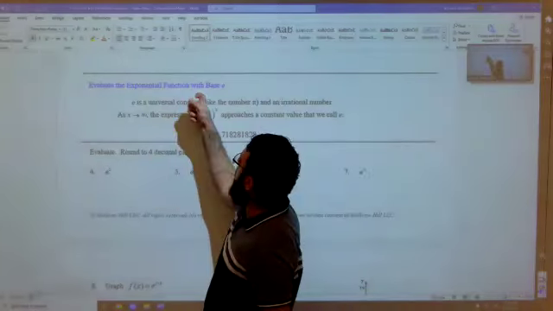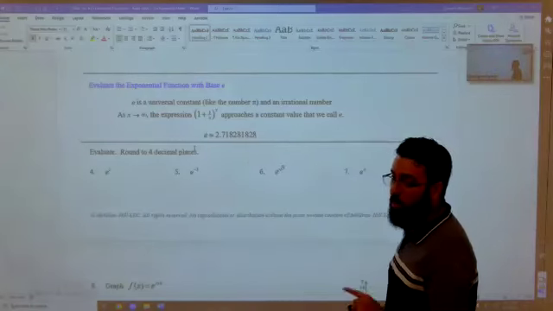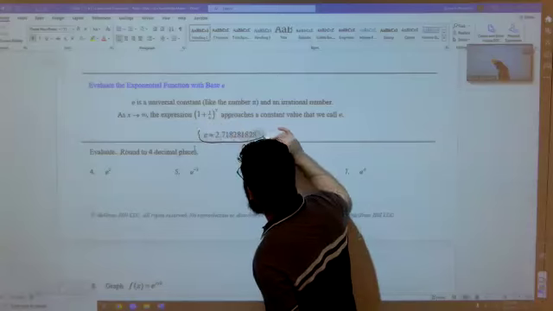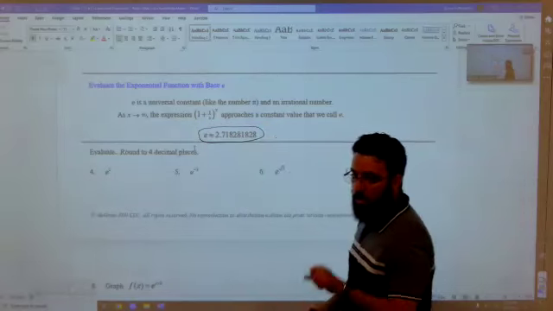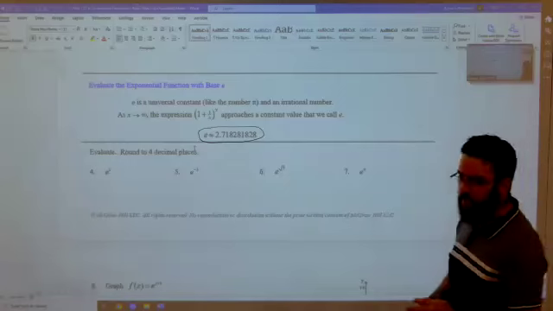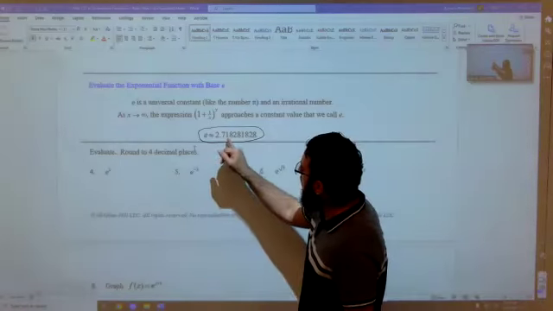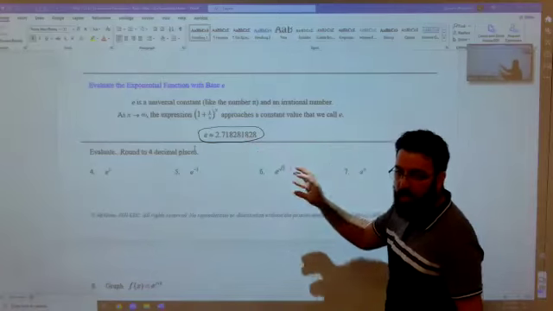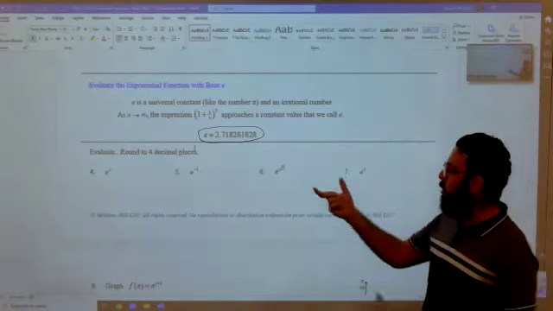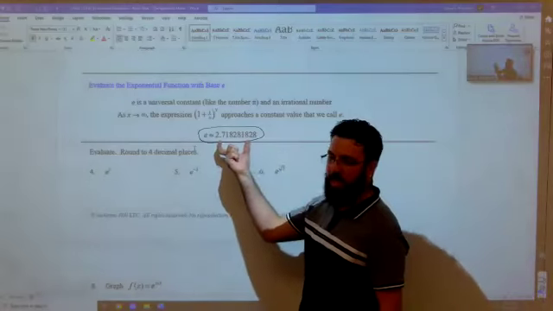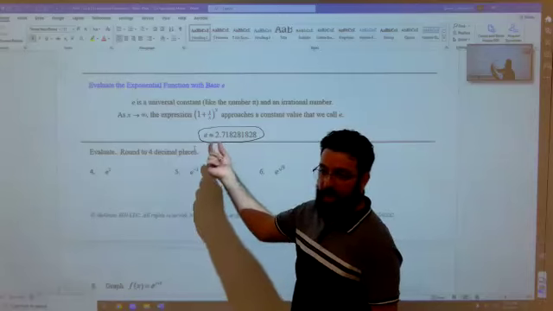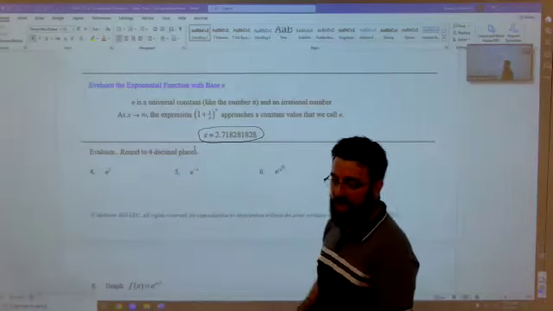Evaluate the exponential function with base e. Now the base is e. That's how much the value of e is, approximately 2.718281828. But I never use this number for e. We always try to find another way to simplify the function e. It's an exponential base e.